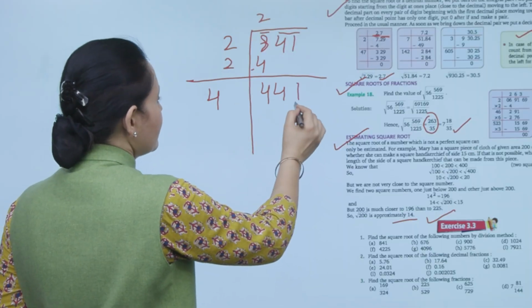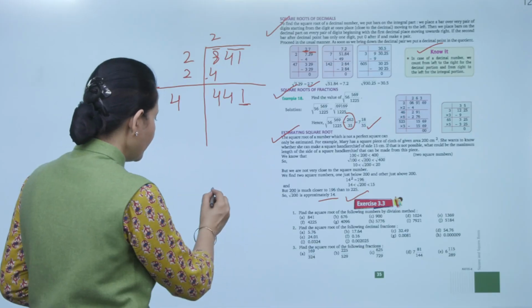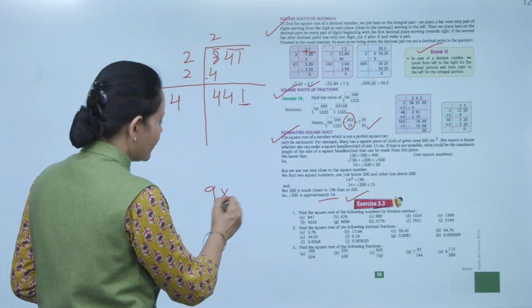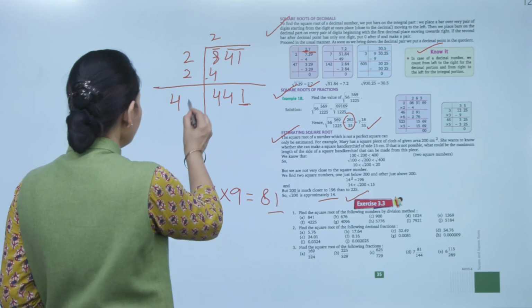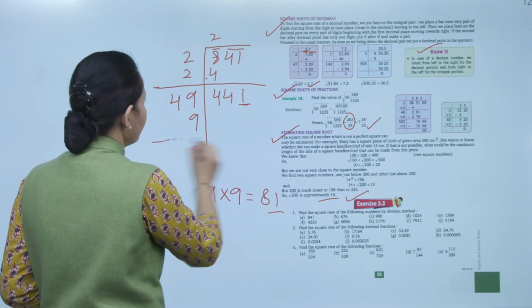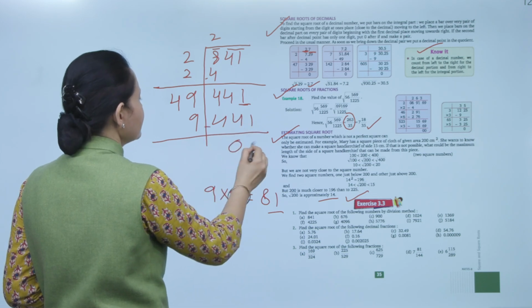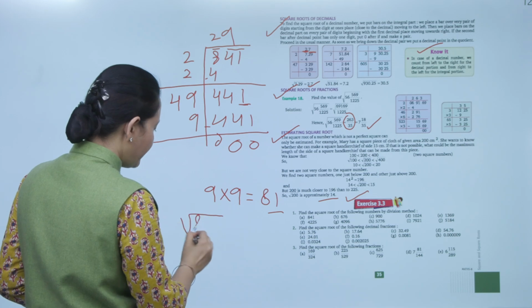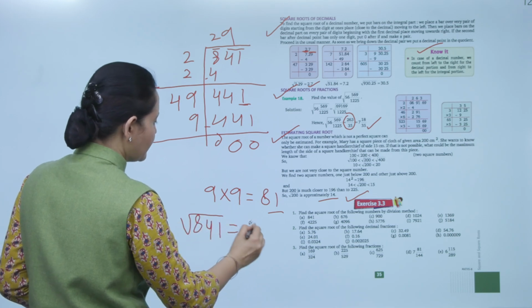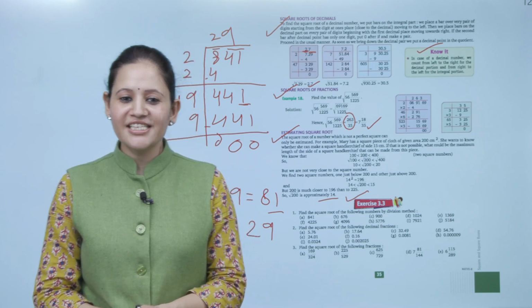So here the number ends with 1. As we know, the square of 9 ends with 1. So we can try this number here, 49. So that is equal to 441. Subtract, we'll get 0. So the square root of 841 is equal to 29. Clear? Practice all the questions of this exercise.